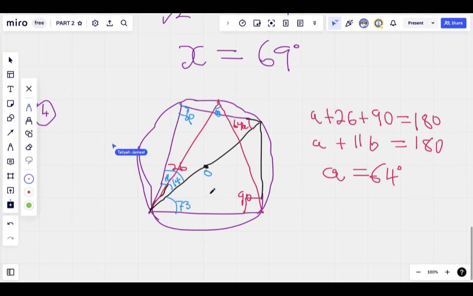So I can call this place angle B. Let's use a different color. So simply now I can say B plus 90 plus 73 equals 180, so that we can find this angle B. Or B plus 73 plus 90 equals 180.